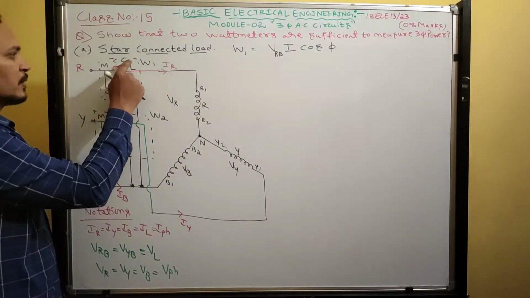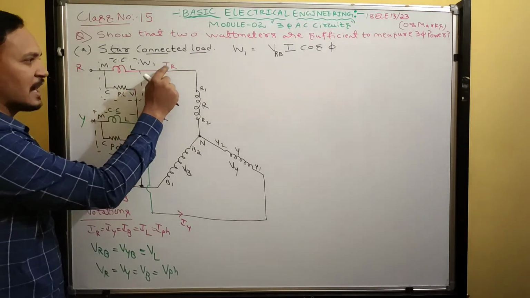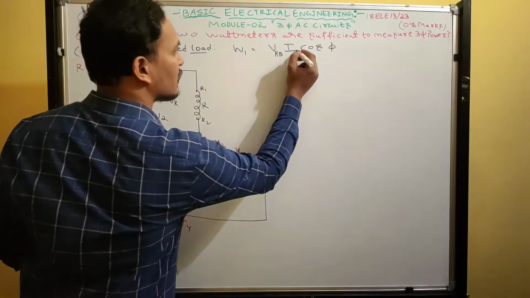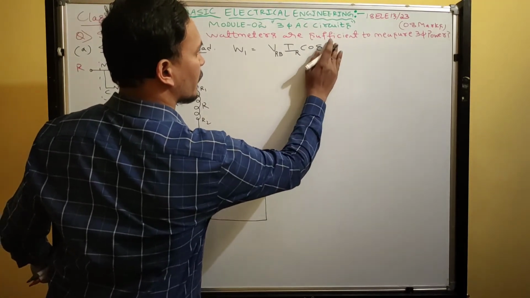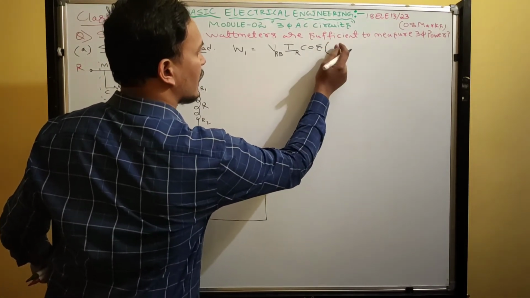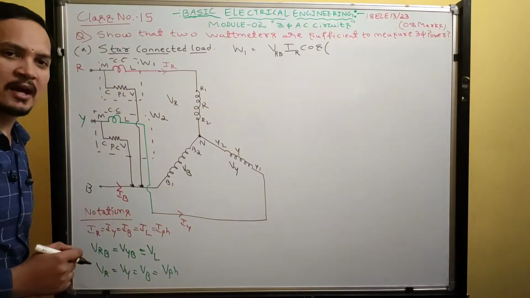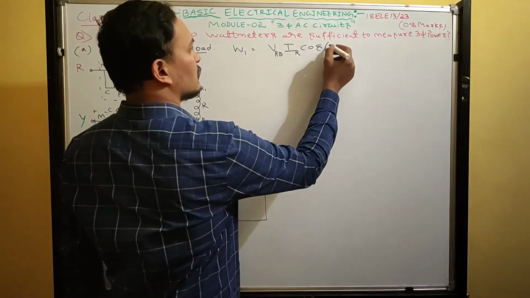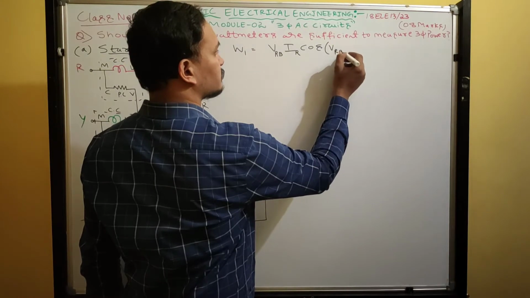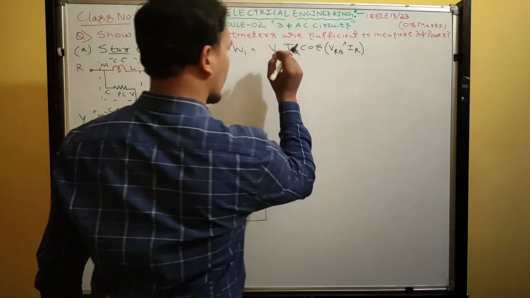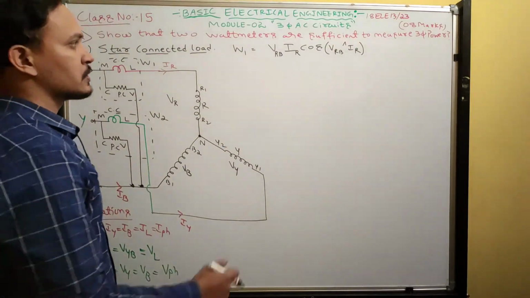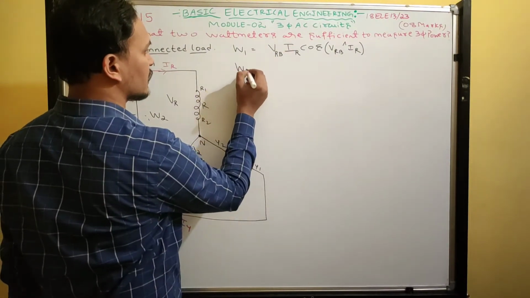Then where is the current coil of W1 connected? What current does the current coil of W1 carry? IR current. So you write IR current and cos phi. What is this phi? This phi is nothing but the angle between voltage and current. So we can write VRB at an angle of IR. This is the W1 reading.